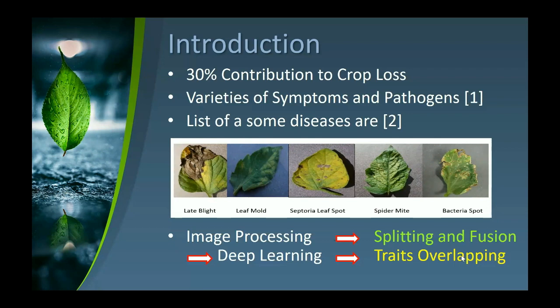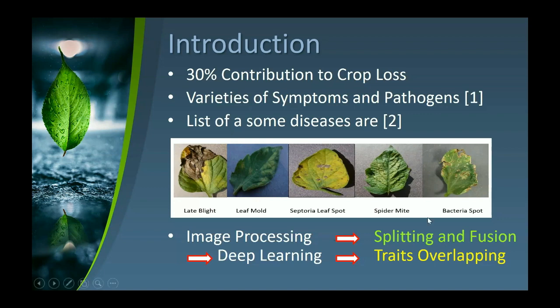And in general, we found out that about 30% of crop loss is contributed by crop diseases. One thing which drew our attention is that most of these diseases usually affect the leaves. Now, the leaves of plants, as we know scientifically, are the main backbone of photosynthesis, which contributes to the growth of the plant. And we realized that there were a variety of symptoms and pathogens behind these diseases.